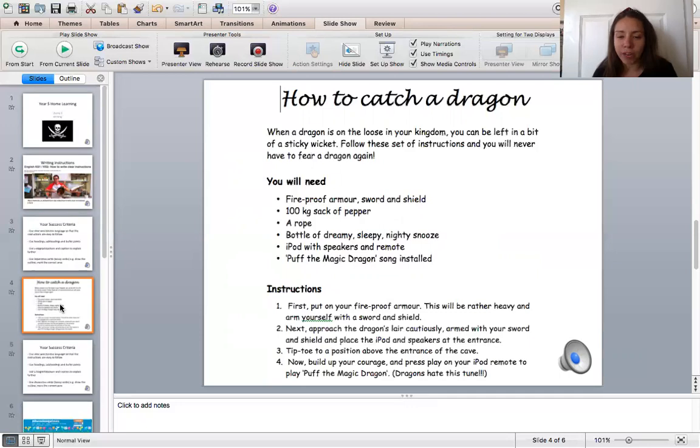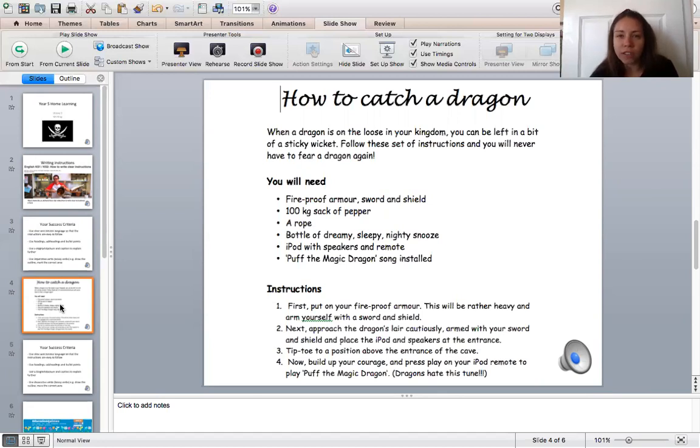Next, approach the dragon's lair cautiously. Now, approach the dragon's lair cautiously. This is another lovely instruction. We're using these imperative verbs, approach, so you're telling the reader what to do. You're not asking them, you're instructing them. And it's also got an adverb there. So the word cautiously is telling us how to carry out that instruction.